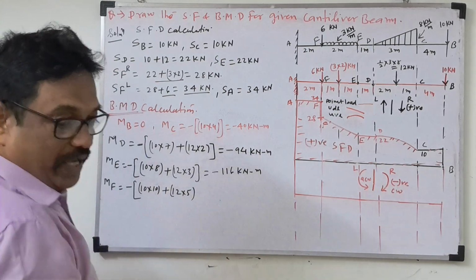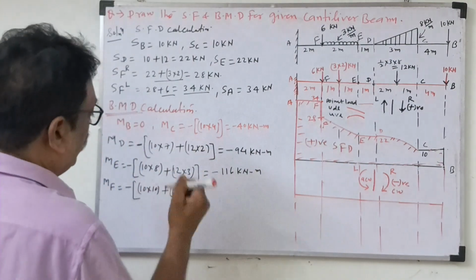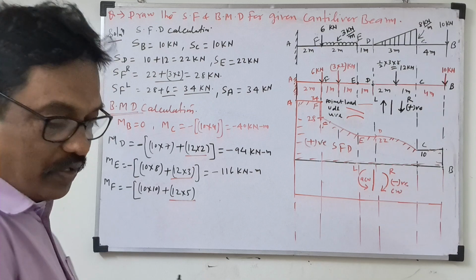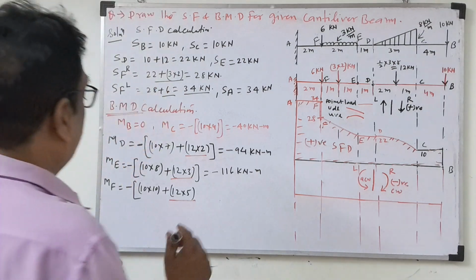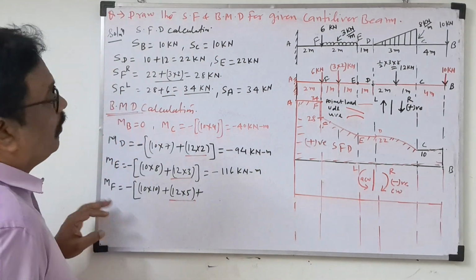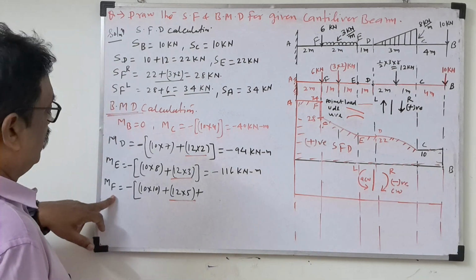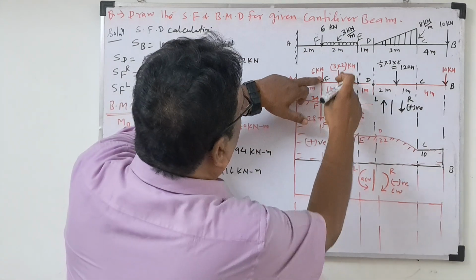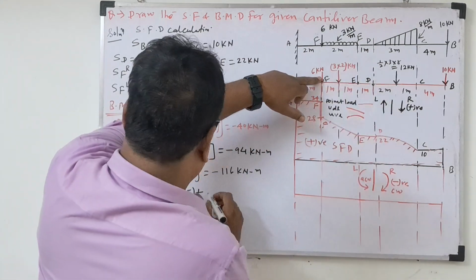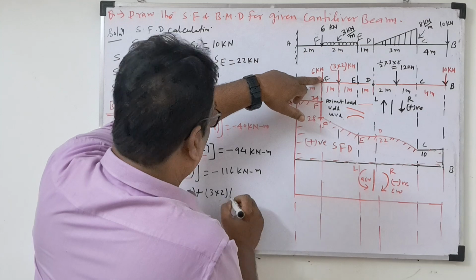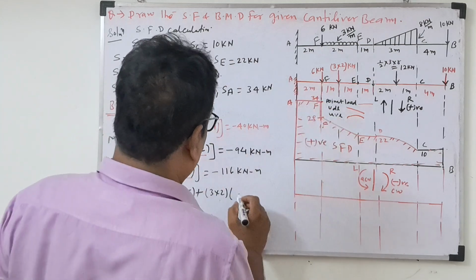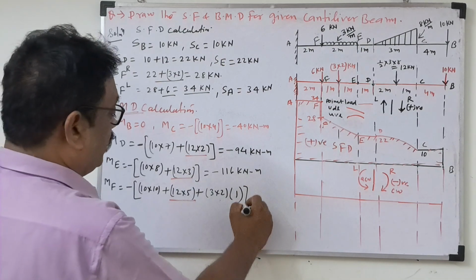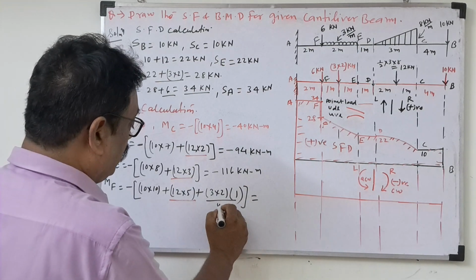See this. What is happening here? Here I wrote 12 into 2 for UVL. 12 into 3 UVL. See UVL, how simple. It's simple, I am writing now. Plus, now you see MF over UDL, UVL. Now another load at F we are taking. So UDL only. 3 into 2. 3 into 2 load. And what is the distance? 1. That's all. So 1. Now close the bracket. This is called UDL.